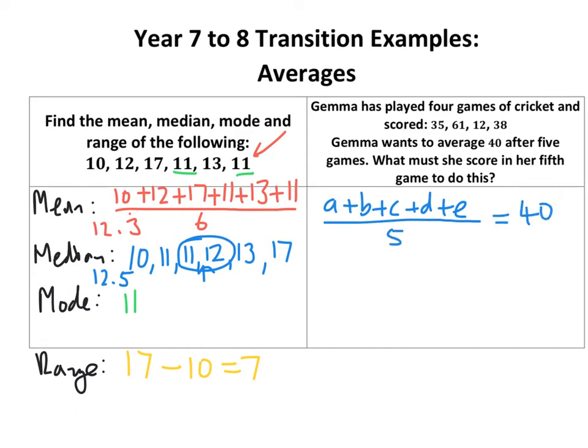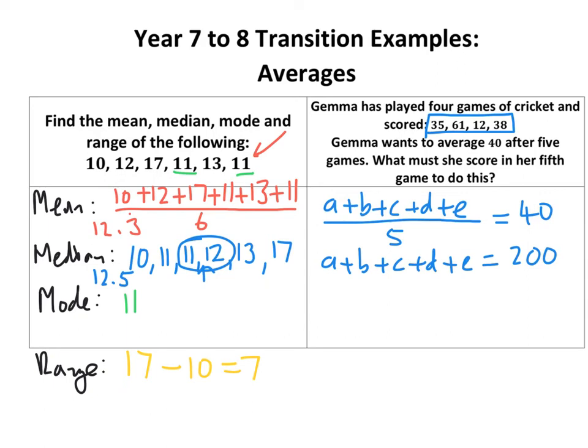So therefore, her 5 scores plus E have got to make 5 times 40, 200. So essentially these 4 plus whatever she gets in the 5th game have got to add up to make 200 or more. So she wants to average 40. If she wants to average exactly 40, it should be exactly 200.